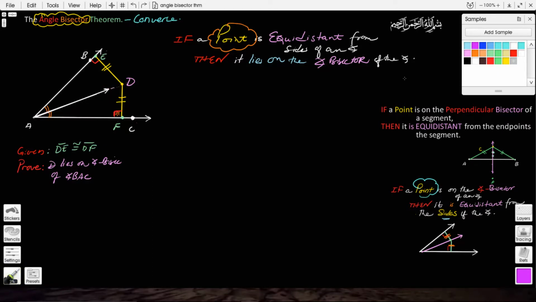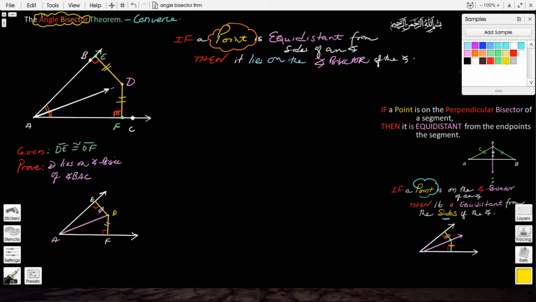Now, I'm going to outline the proof for you and leave the proof itself for you. So what we're going to do is construct this segment. The given information, as I've drawn on this little diagram, would be that DF is congruent to DE, and that's all that would be given. And then we would have to prove that D lies on the angle bisector. So you construct this segment over here, AD.